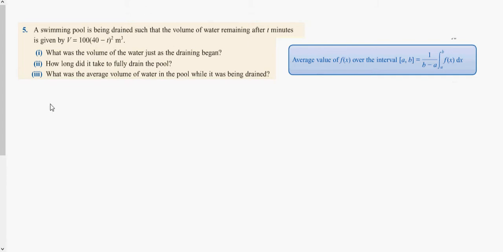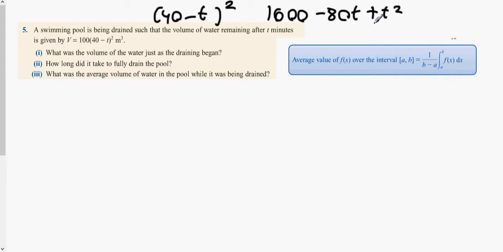So what we can deduce from this is, if I was to multiply out 40 minus t squared, I would get 1600 minus 80t plus t squared. The plus t squared makes it a u-shaped function.